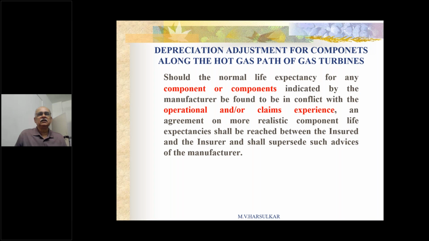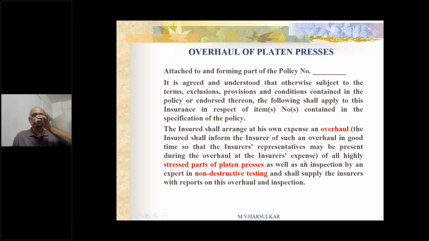And this is Platon Press. So here overhauling condition is put. The insured shall arrange at his own expense an overhaul of all highly stressed parts of the Platon press, as well as an inspection by an expert in non-destructive testing. So NDT test also will be required, overhaul will be required, and shall supply the insurer with reports on this overhaul and inspection. So if any claim is there, you can ask for such reports, earlier overhaul reports and NDT reports.